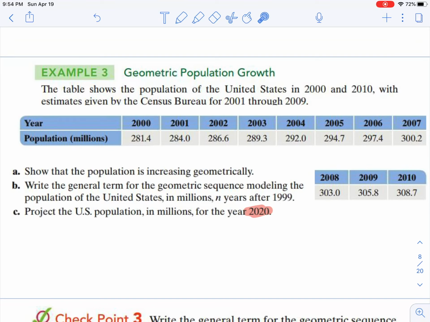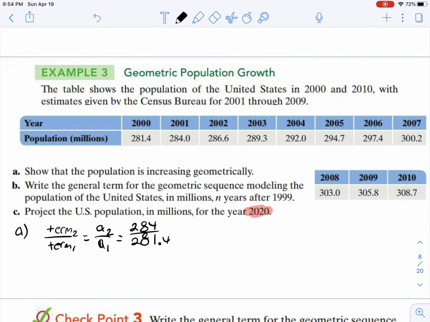The way you determine if the population is increasing geometrically is you have to find a common ratio. So what we're going to do is take our first term. For A, we're going to take term 2 and divide it by term 1, or a sub 2 divided by a sub 1. And when we do this, we're going to have 284 divided by 281.4.